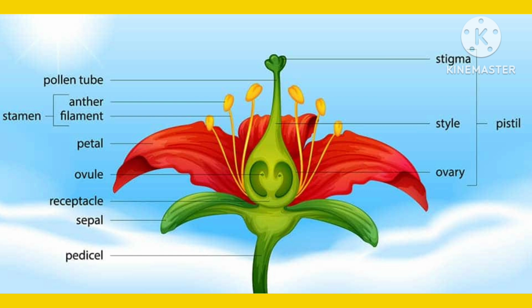There's a petal, the colored part of the flower that attracts insects. There's an ovule that is present in the ovary, known as the eggs. Receptacle and a sepal, a green leaf-like structure. And there's a pedicel. Now let us see them in detail.